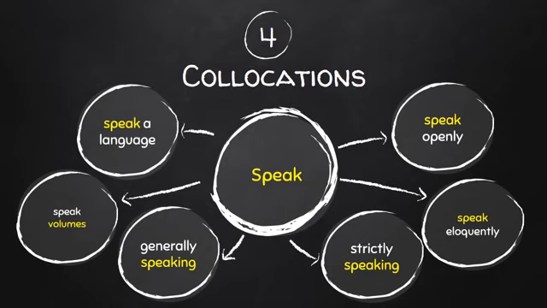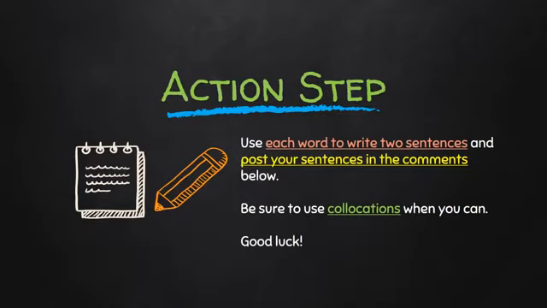All right? Those are the 4 words and the collocations for today. Your action step is to use each word to write 2 sentences and post your sentences in the comments below. Be sure to use collocations from this lesson when you can.